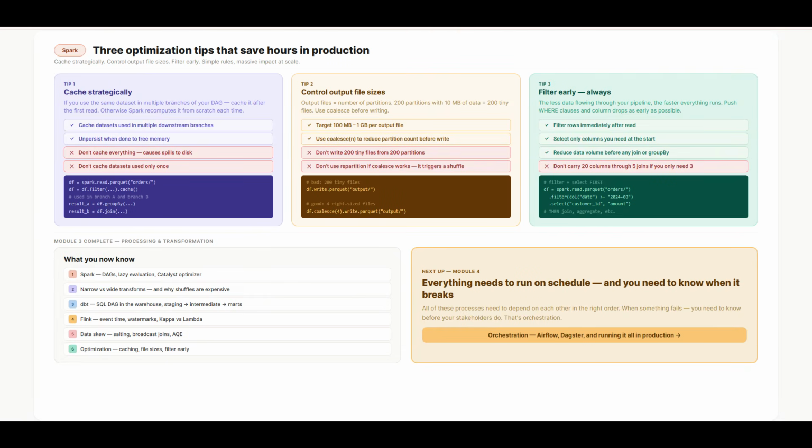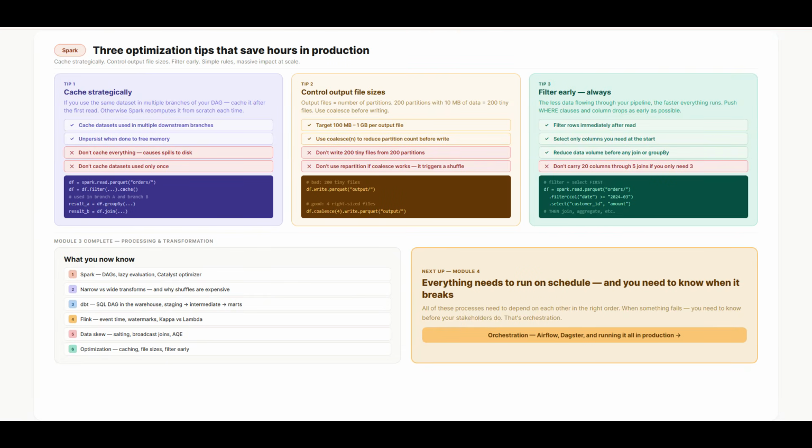And always filter early. The less data that flows through your pipeline, the faster everything runs. Push your where clauses as early as possible. Drop columns you don't need right at the start. The Catalyst optimizer helps, but being explicit helps more.